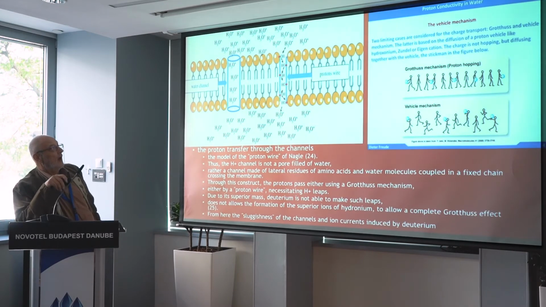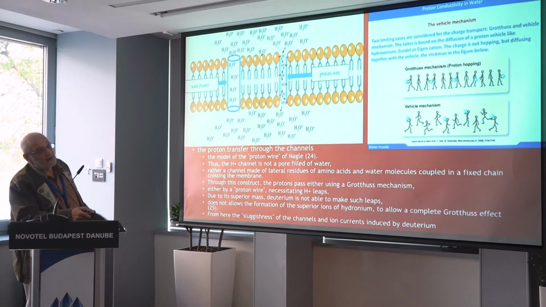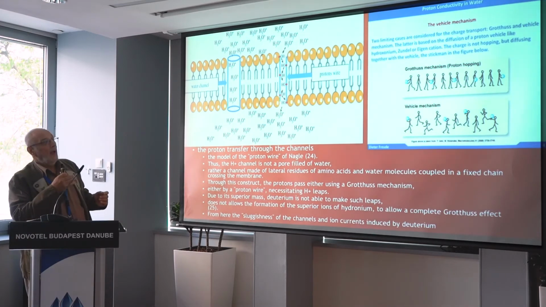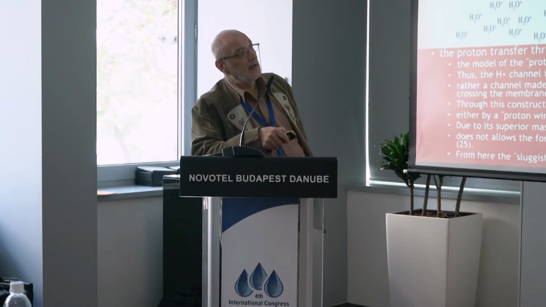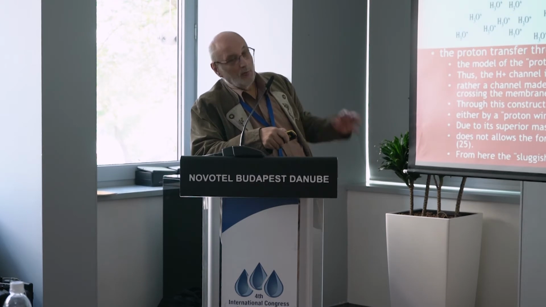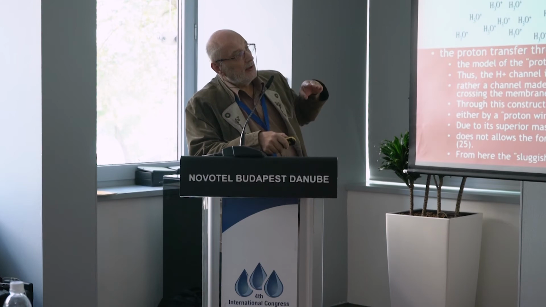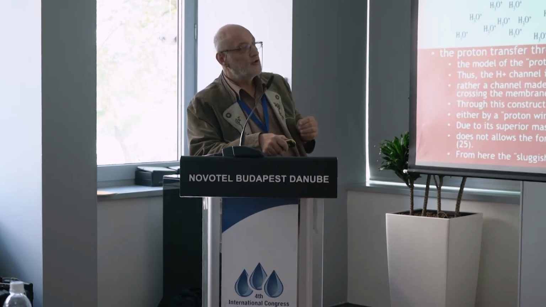So, we can see here which are the hypotheses of the proton transfers through proton channels throughout the membrane. It is the model of the proton wire of Nagle, which says that the hydrogen channel is not a pore filled with water, rather a channel made of lateral residues of amino acids and water molecules. And through this construct, the protons pass either using a Grotthuss mechanism, or by a proton wire, which necessitates proton leaps. Here we have the proton hopping Grotthuss mechanism, which says that the proton goes from one pipe to another one, and the other one is the vehicle mechanism, which says that unlike the protons which push one another like a string of beads, here the whole molecule of water passes through the channel. We don't know exactly.